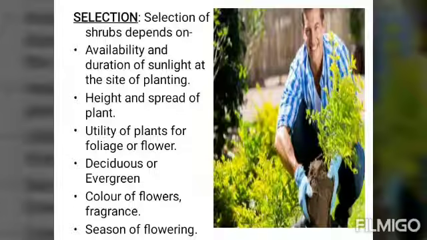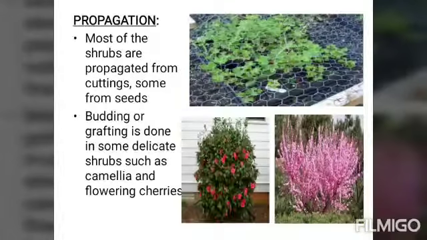Now we'll come to the next, which is propagation. You have all heard this word again and again. Mostly shrubs are propagated from cuttings, some by layering, which you already learned, and some from seed. Here I have given examples. Budding or grafting is done in some delicate shrubs such as camellia and flowering cherries.